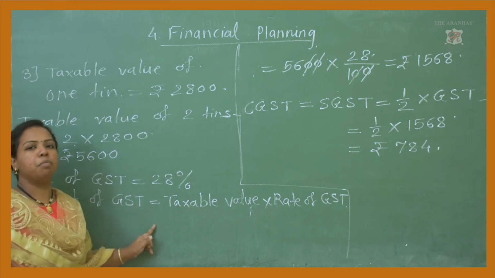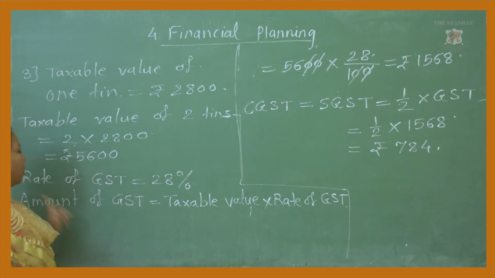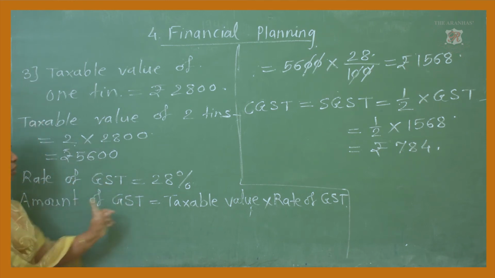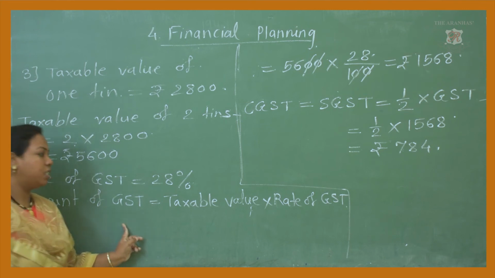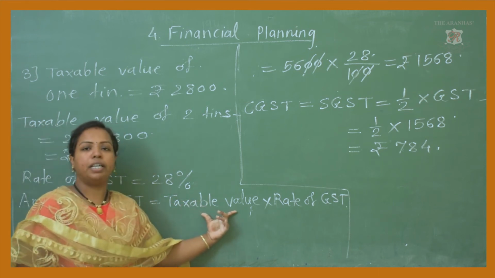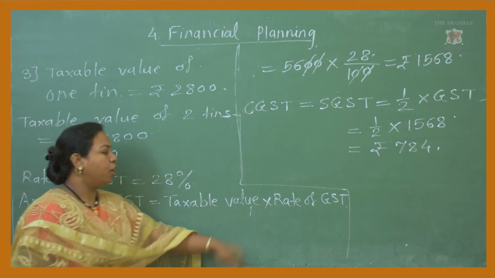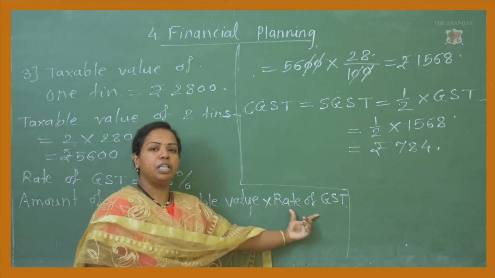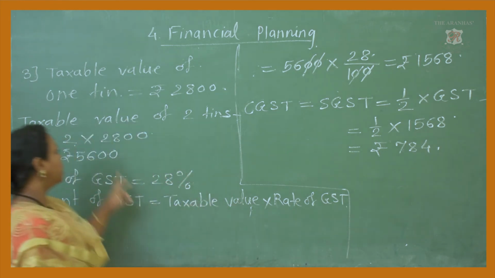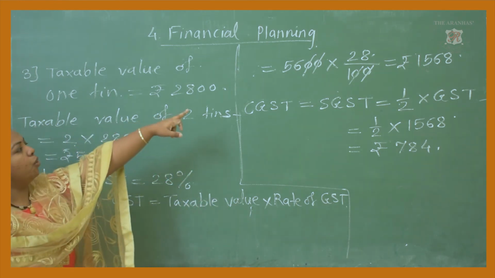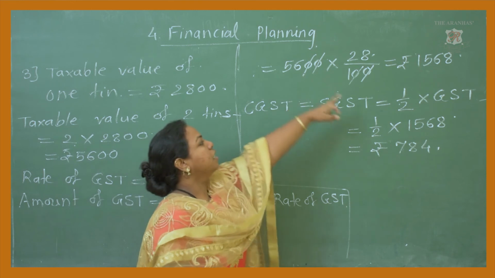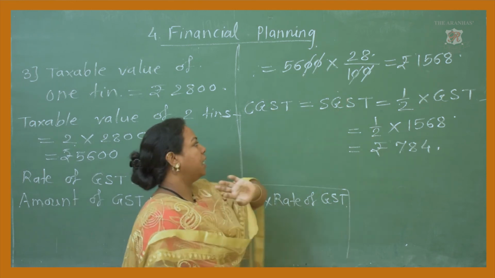But always remember, whenever you have to find the amount of GST, that amount of GST is always on taxable value, not on the total value. Taxable value into rate of GST. So, rate of GST is given 28%. 28% of that is 1,568.